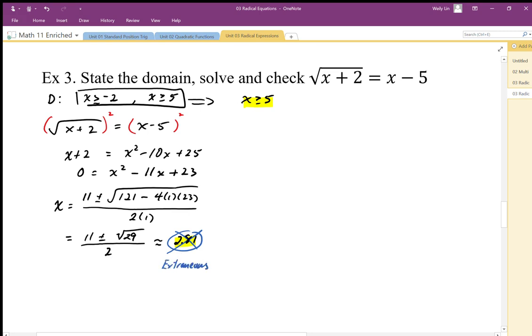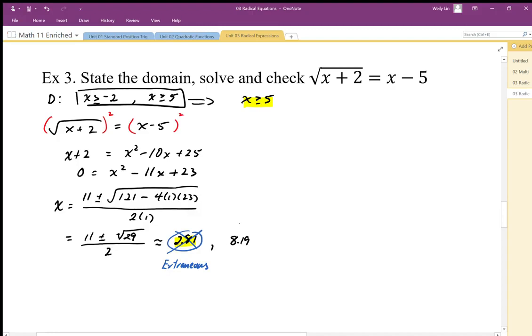Work out the other solution. It's going to be 11 plus square root 29, all divided by 2. And I get approximately 8.19. Based on our domain restriction, it looks like this is a good answer. When we plug it in, you can always check it using the decimal value. So the square root of about 10.2 is equal to about 3.19, which is going to be correct.